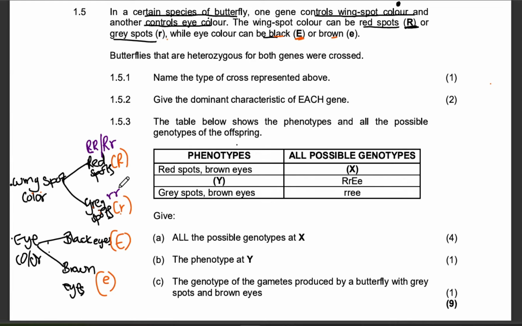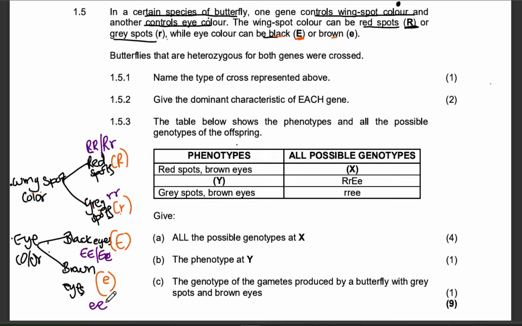We apply the same rule for black eyes. The possible genotypes for black eyes: capital letter E, capital letter E, or capital letter E and small letter e, sorry. Then for brown eyes, small letter e, small letter e. Okay, simple stuff. Now let's look at the questions.